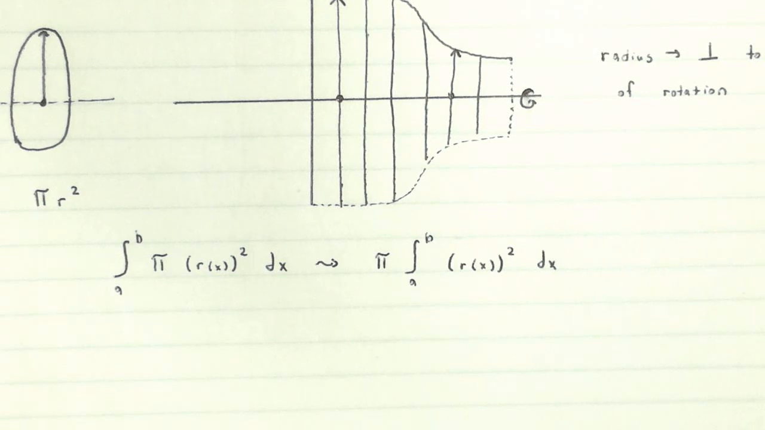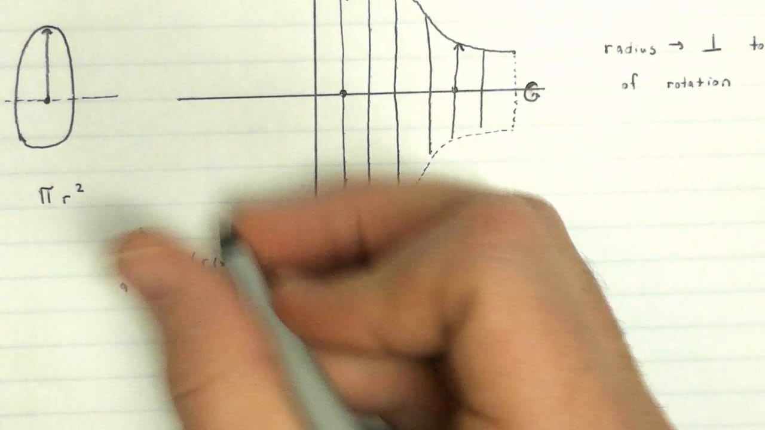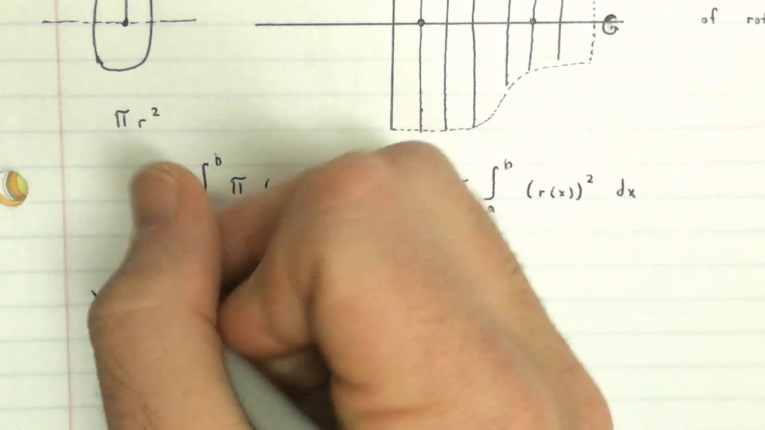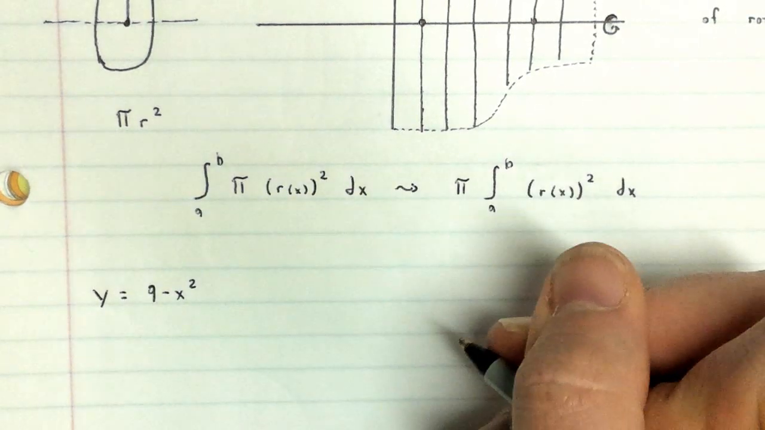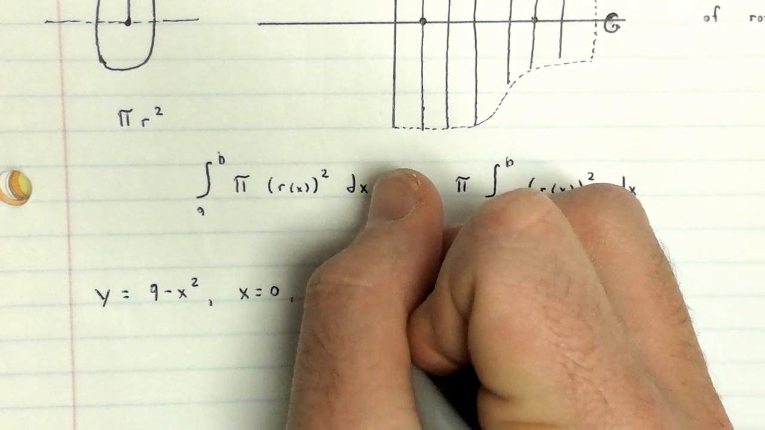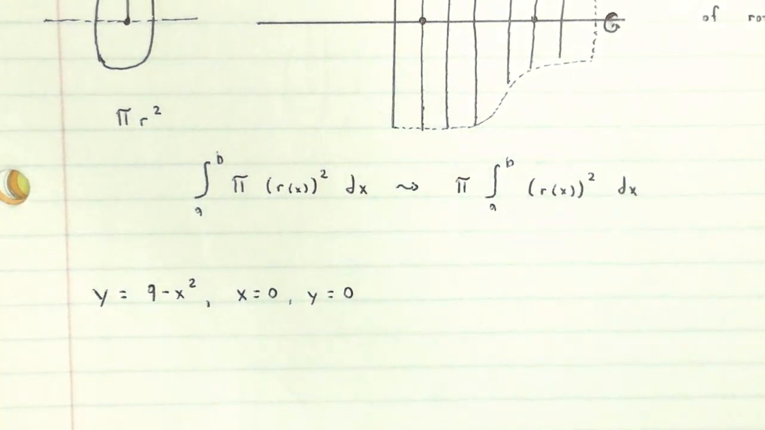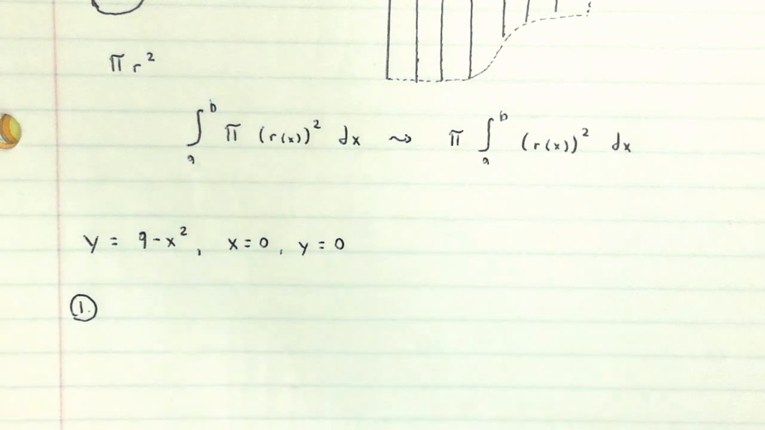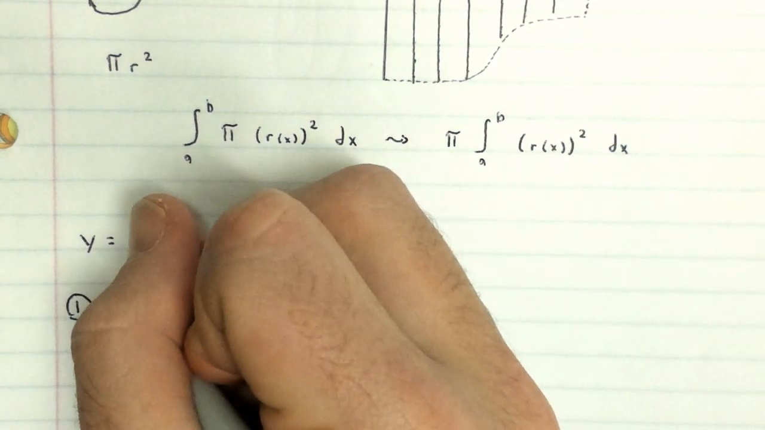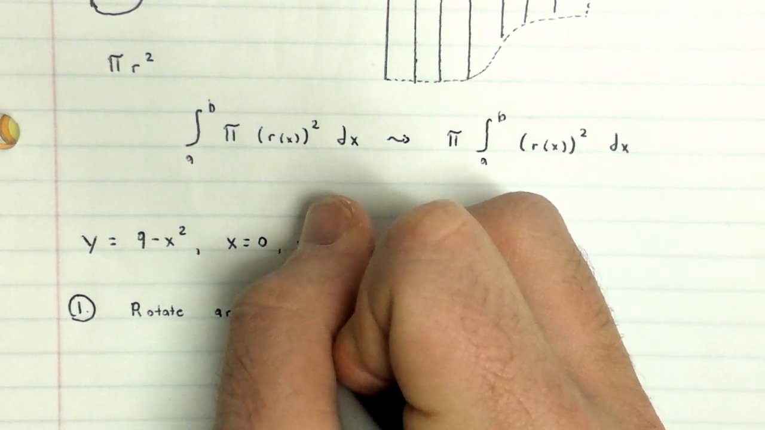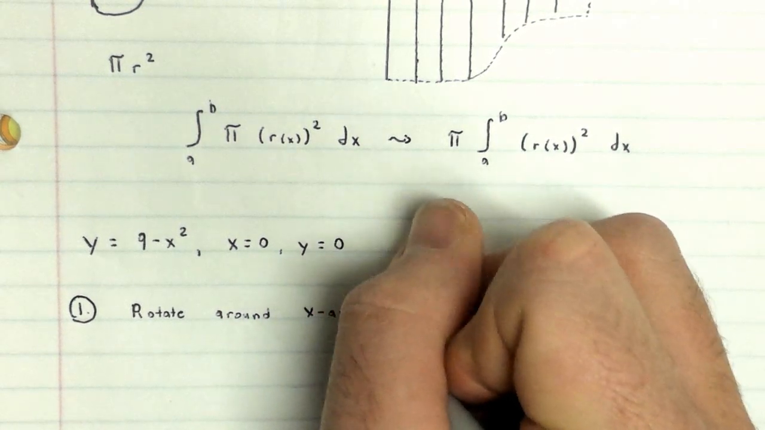All right, let's do an example of this. Which one do I want to start with? Here are my equations. Y is equal to 9 minus x squared. X is equal to 0. And y is equal to 0. First thing I want to do is I want to rotate this area. Let's rotate this around the x-axis.